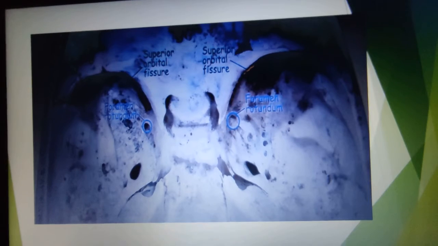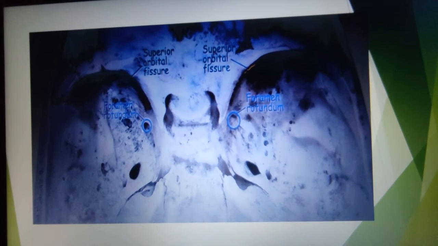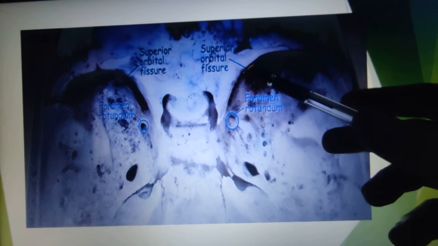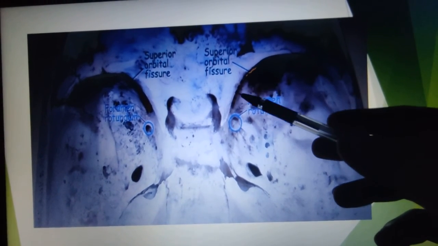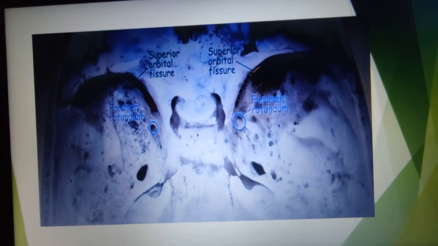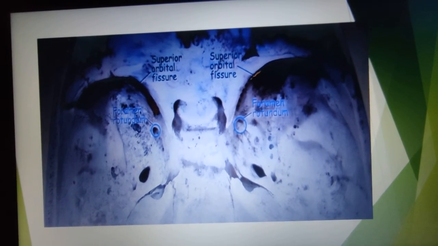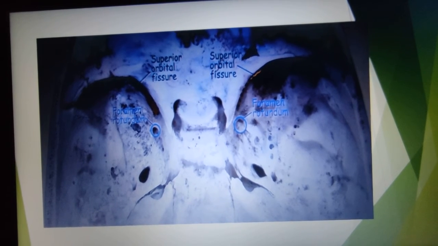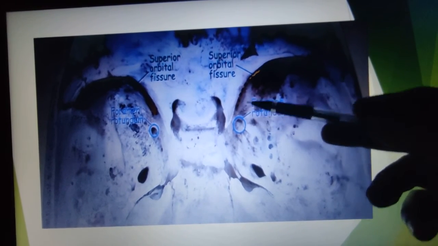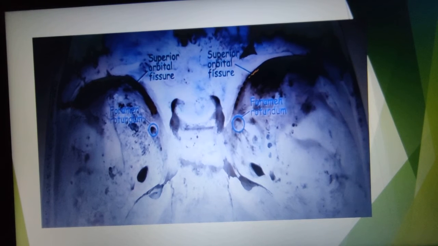Once more, let us revise the important foramens in the middle cranial fossa. This is the superior orbital fissure, which transmits the lacrimal nerve, frontal nerve, trochlear nerve, superior ophthalmic vein, meningeal branch of lacrimal artery, nasociliary nerve, abducens nerve, upper and lower divisions of the oculomotor nerve, then inferior ophthalmic vein and sympathetic plexus. Next, the foramen rotundum, which transmits the maxillary nerve.